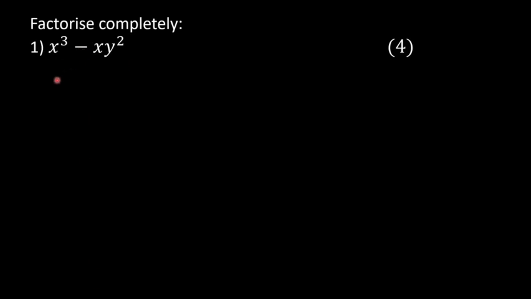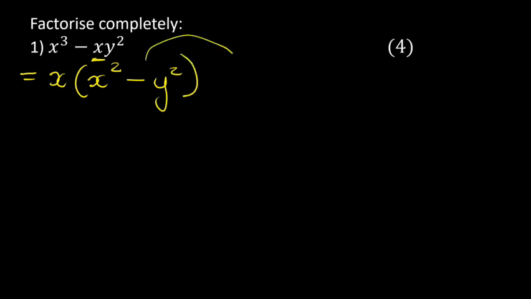Today we are doing factorizing and we are asked to factorize x cubed minus xy squared. The first thing that you need to do here is take out a common factor, and the common factor you're going to take out is x because both these terms have x, right? So you will have x squared left minus, if I take out x here, I'll be left with y squared.